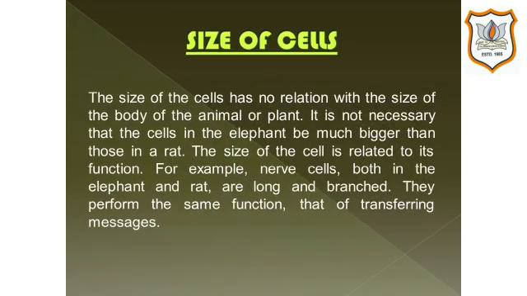Students, the size of cells has no relation with the size of the body of an animal or plant. Now, elephant is a very big animal, whereas rat is a quite small animal. It is not necessary that the cells of the elephant be much bigger than those in a rat. The size of a cell is related to its function. For example, the nerve cells both in elephant and rat are long and branched. They perform the same function of transmitting messages in the form of electrical impulses.